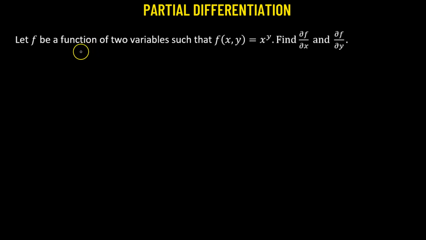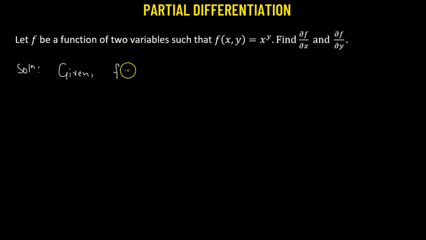So we have a function f of two variables, which is given by x raised to the power of y. We need to obtain the partial derivative of function f with respect to x and its partial derivative with respect to y. So let's begin. We will start off our problem with whatever we are being provided.